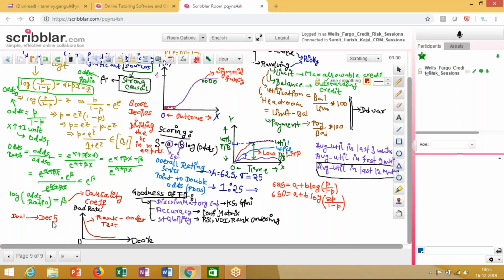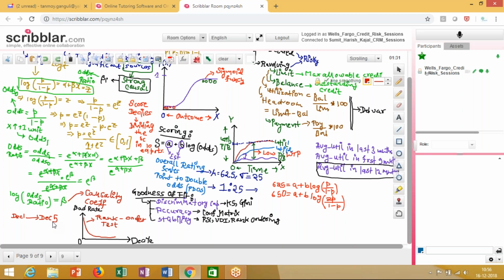Right? So the rank ordering test is the most important, and following that, we move to the next set of stages, like the KS test, the Gini test, confusion matrix, PSI, VDI, and other tests, right? These are some goodness of fit tests. We will not talk about these tests right now. I just listed out these tests.